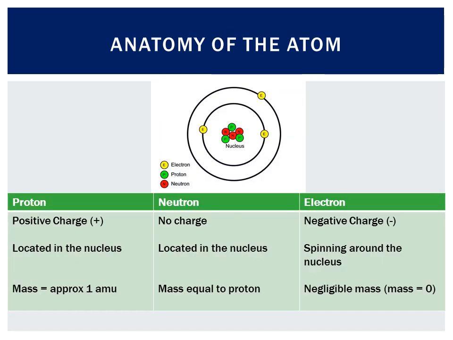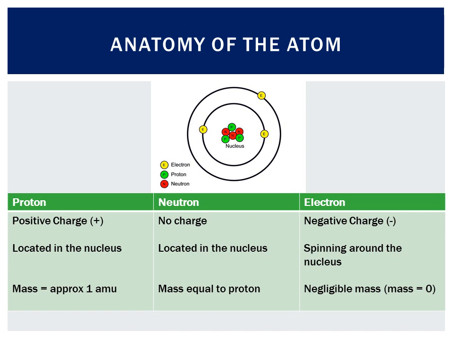So we want to look at each of the subatomic particles. We would have the proton, the neutron, and the electron. The proton has a positive charge. It's located in the nucleus and it has a mass of approximately 1 AMU, atomic mass unit. The neutron has no charge. It's also located in the nucleus with the proton, and it has a mass approximately equal to the proton, so also 1 AMU.